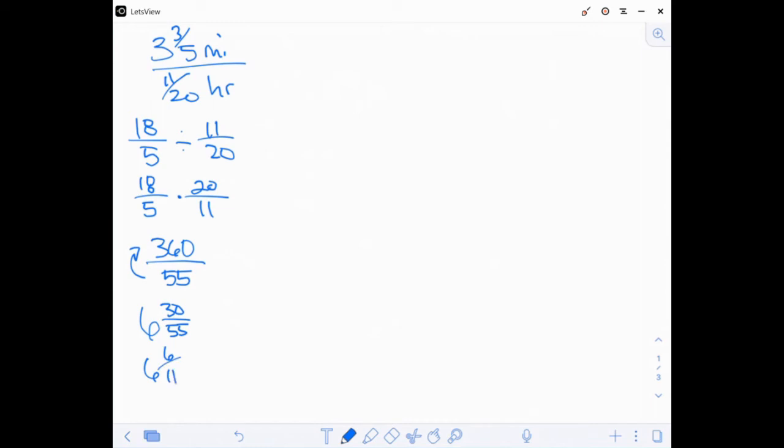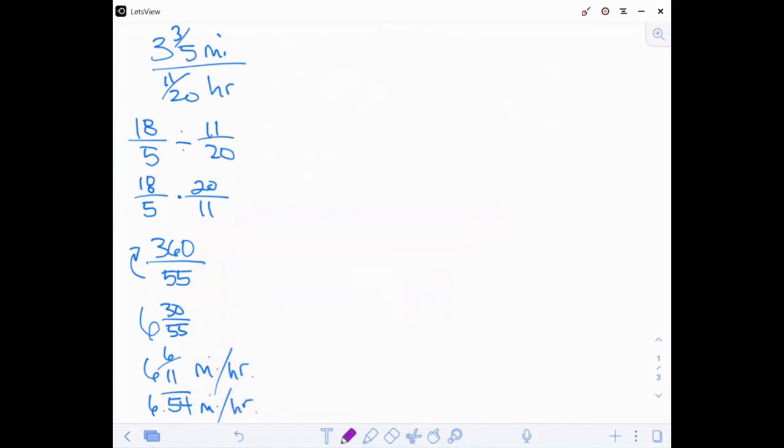So what does this mean? This means that Sammy runs 6 6 elevenths of a mile per hour. If I turn 6 elevenths into a decimal, you'd end up with 6.54 repeating miles per hour. Okay, I'll show you one other way to do it.